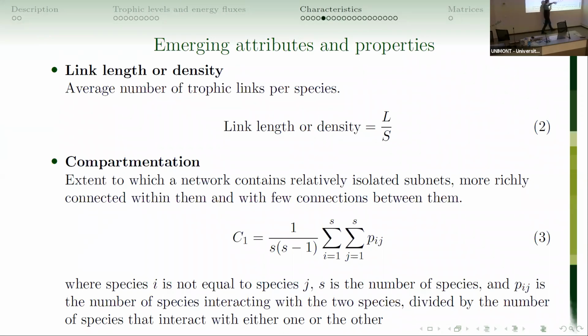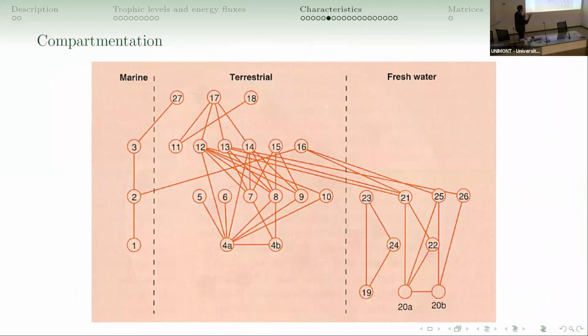This is calculated by taking the summation, for each pair of species, of the number of species that these two species have in common divided by the number of species that are related to one or the other. It basically indicates how many compartments are in our food web.